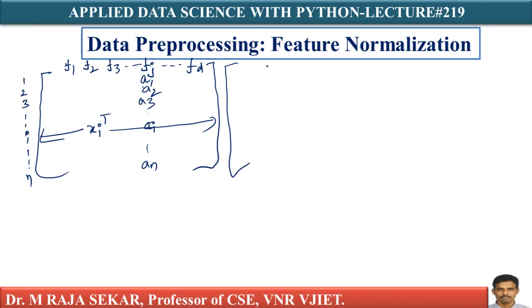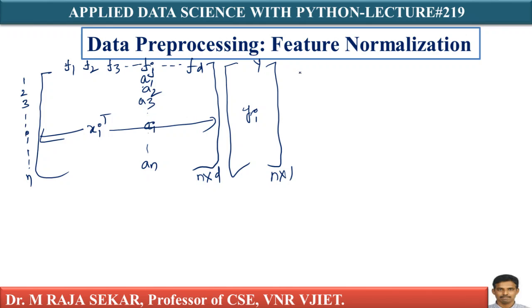Let me say this is my capital Y. This is Yi. This matrix has n rows and d columns, so it is n by d, and this is n by 1. For each Xi there is some Yi. Now let me repeat this one.